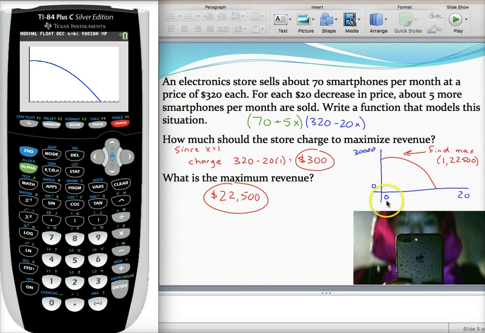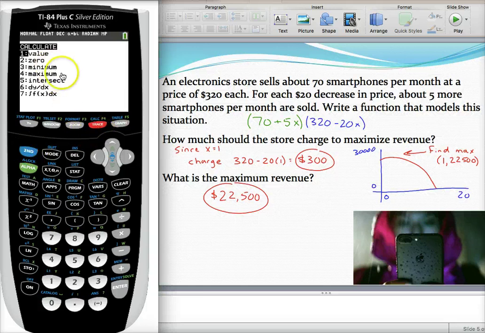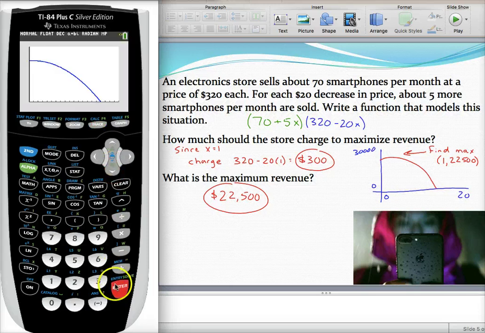Looks pretty good. I can see the high point occurs way at the beginning of this graph, somewhere in there, and then the revenue drops off as I keep decreasing the price. Anyway, let's find that maximum value. Recall, to do that, we hit second trace to go to the calculate menu. Select max or min, depending on what you're trying to do. We're trying to maximize this time.